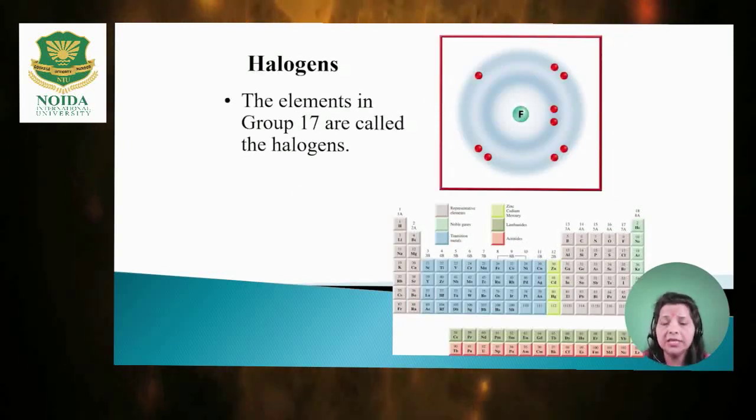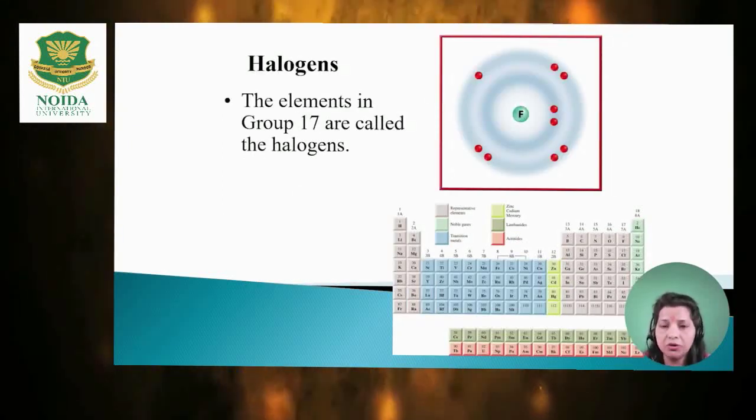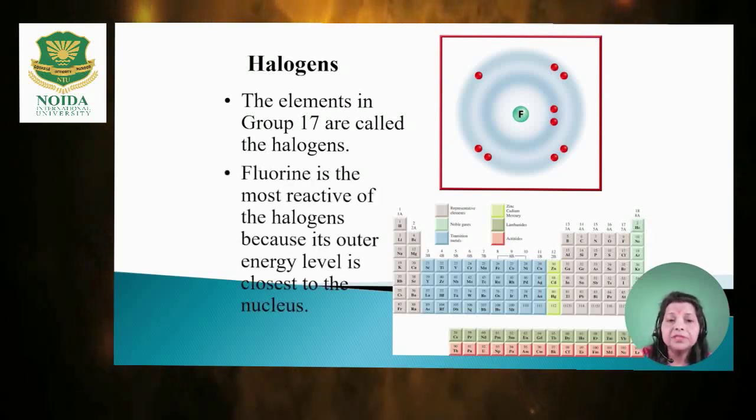Now the halogens. The elements in group 17 are called the halogens, and fluorine is the most reactive halogen in this family because its outer energy level is the closest to the nucleus.